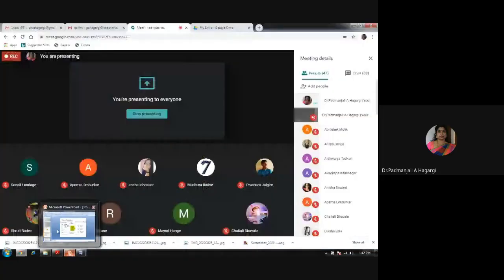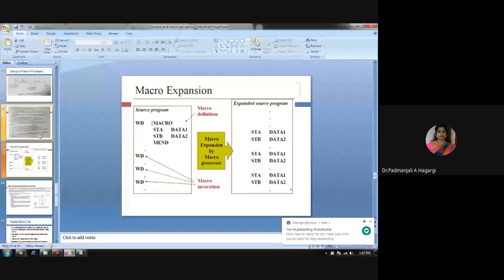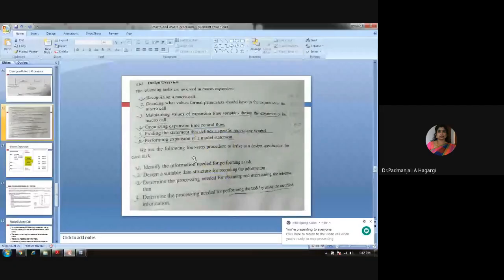So that is how, during the expansion time, on the whole, a programmer should be very careful about how he is giving the name of the macro, and he should be very careful in passing the parameters. So we know that there are three types of parameter passing: default parameter passing, keyword parameter passing, and positional parameter passing.